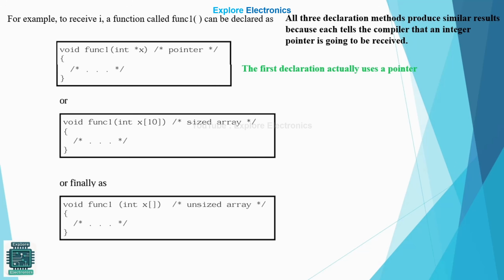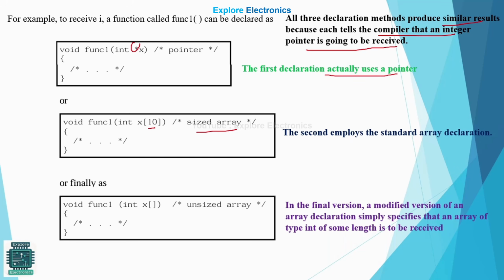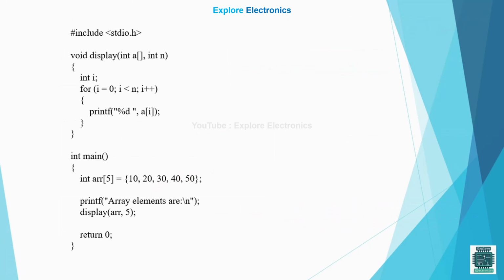See here, all three declaration methods produce a similar result because each tells the compiler that an integer pointer is going to be received. Here, the first one is using a pointer. See, I have used a pointer here. Next, the second one is using a sized array, right? See, I have mentioned the size here. And the third one, in the final version, we have used an unsized array, meaning I have not mentioned anything, it is empty. This is a programming example to show how a single dimensional array can be passed to a function, right?